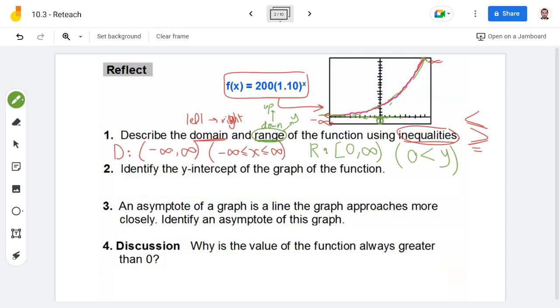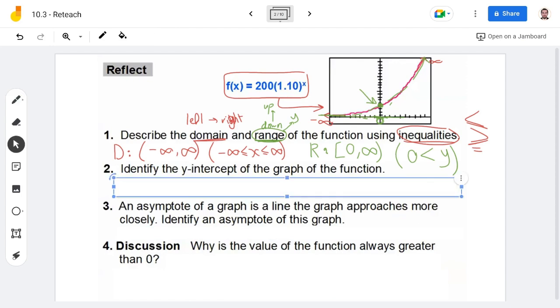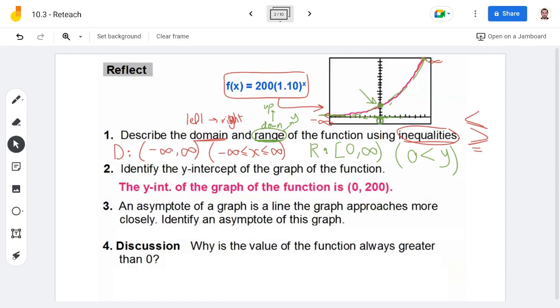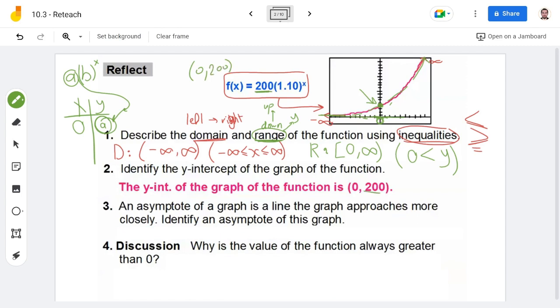Now, identify the y-intercept of the graph of the function. What is the y-intercept? This one here is the y-intercept, okay? But because the graph is not clear, let me remove this to show you the y-intercept. The y-intercept is (0, 200). If you remember, I told you always a times b to the power of x. I told you when we made the graph, or the table, when x is 0, the first point should be a, which is this a here, right? If I ask what a is here, it's 200. So the first point should be (0, 200). That's what you can see here.